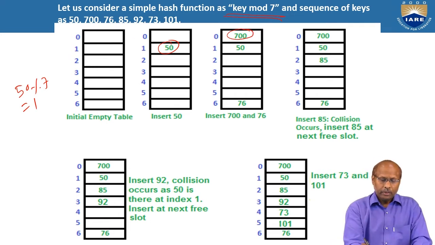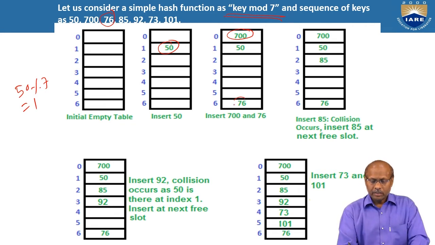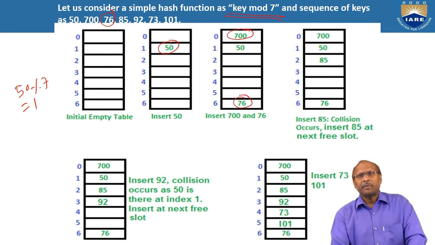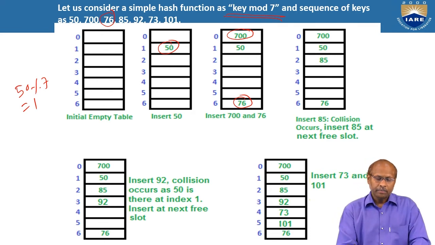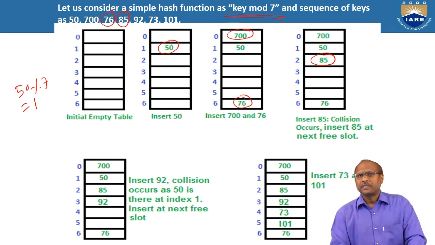Now 76 comes. When 76 comes, 76 modulus 7 gives 6. So up to this also there is no collision. So 76 is stored in the 6th position. Then again 85 comes. When 85 comes, 85 gives the remainder 2. So it is stored in the 2nd position. Up to this also there is no collision.